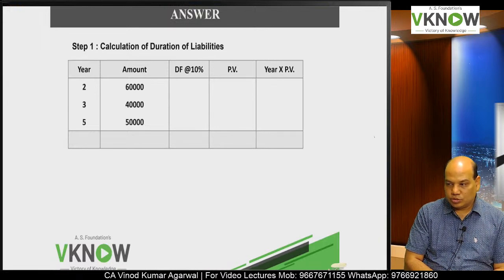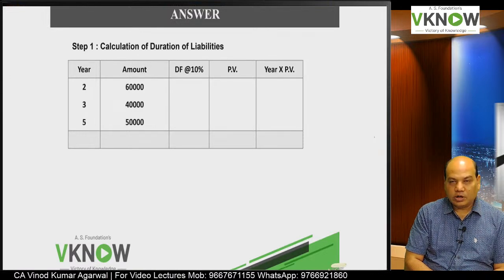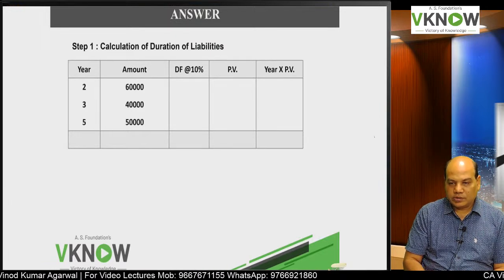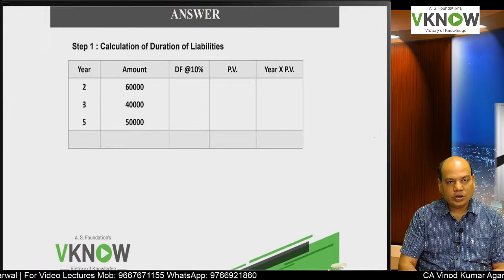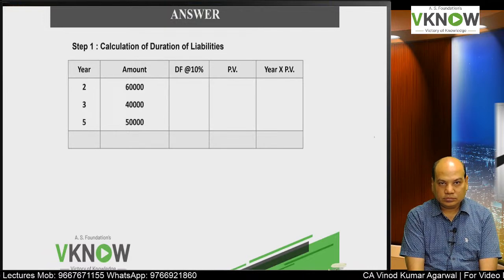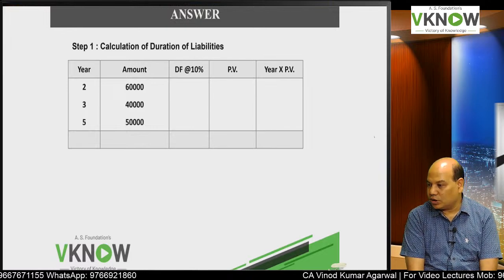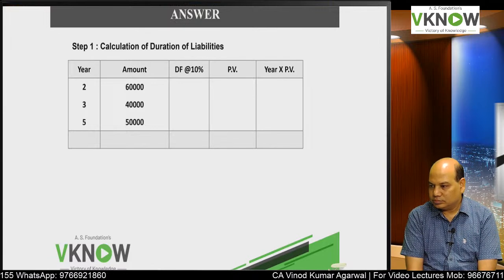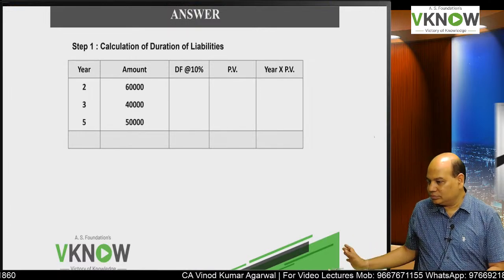Year, amount, discounting factor at 10%, present value, present value into year. So for year, write down 2, 3 and 5, and the amounts are 60,000, 40,000, 50,000. So tell me the discounting factor at 10%, write it down, multiply, get the present value, complete yourself. I will check after 5 seconds. Complete the table.